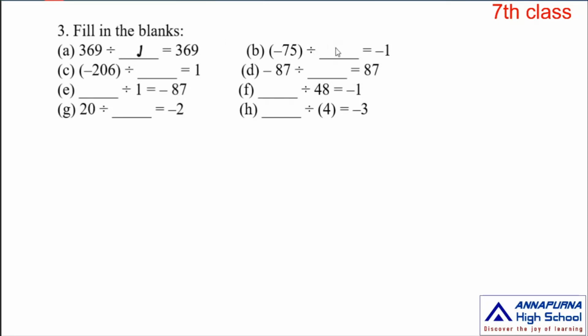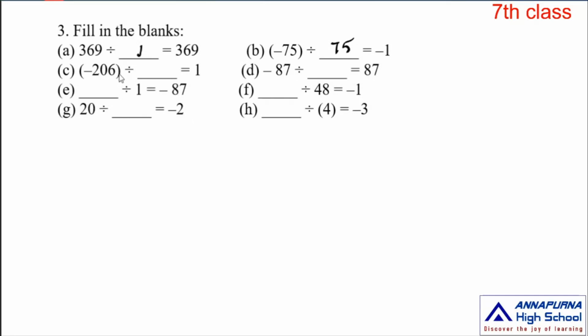So like that, come to the B. Minus 75 divided by dash is equal to 1. Here also, if you divide any integer by 1, we'll get the same integer. If you divide any integer by itself, we will get 1 as the coefficient. But here we got minus 1 as the coefficient. Therefore, what is the other integer? 75. So minus 75 divided by 75 is equal to minus 1.